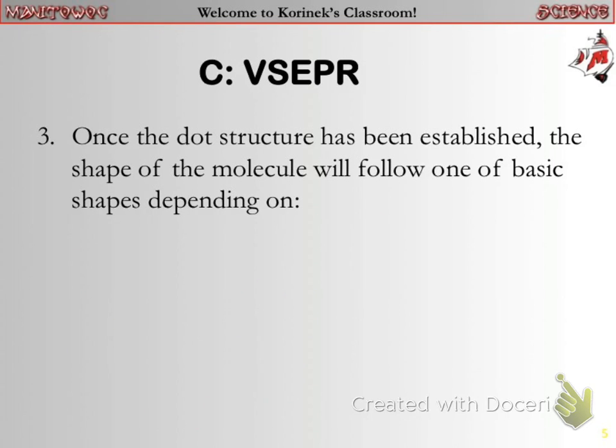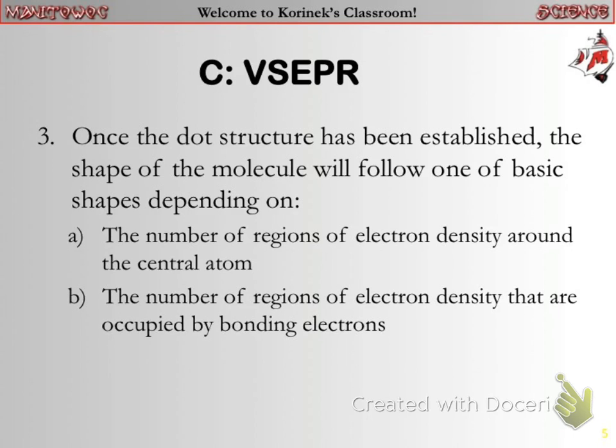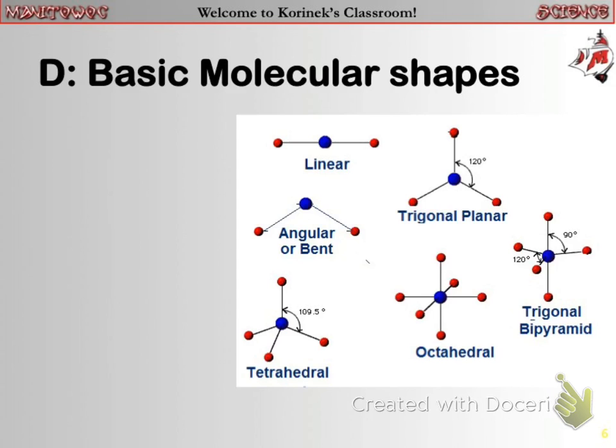Once the dot structure has been established, so once you've drawn the Lewis dot structure for that particular molecule, the shape of the molecule will follow one of the basic shapes depending on, again, the regions of electron density around the central atom, and the number of regions of electron density that are occupied by bonding electrons. So here are your basic shapes, and in fact you do not have to write this table down because I do have it in your chemistry manual.